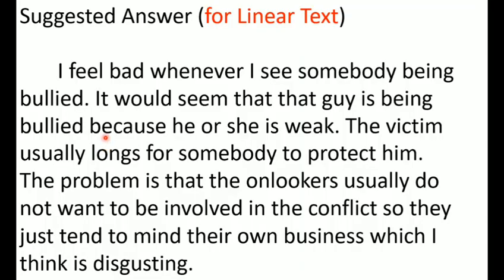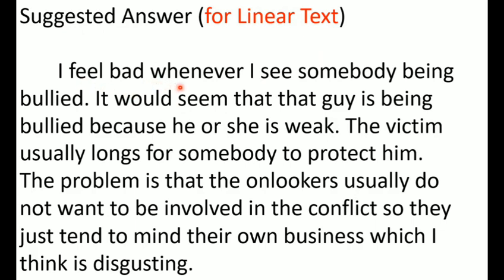Alright, here is the suggested answer. By the way, this is not found in your module. This is my own idea, so you need to copy this down so that you have a reference or additional idea on how to create your own answer. Now, this suggested answer is for linear text.